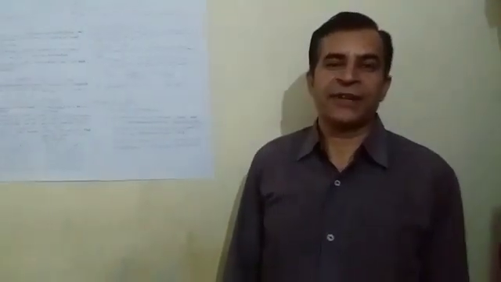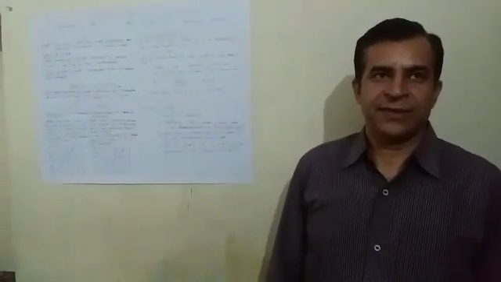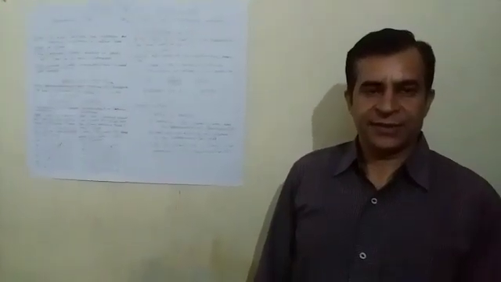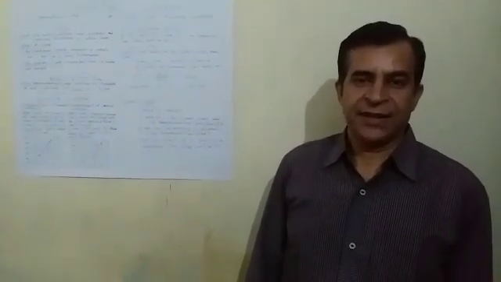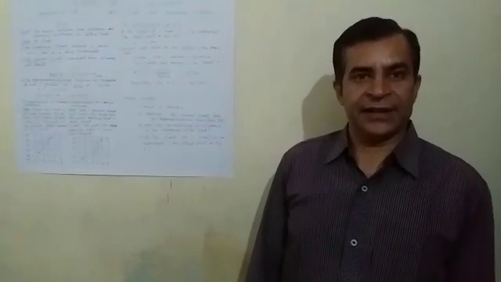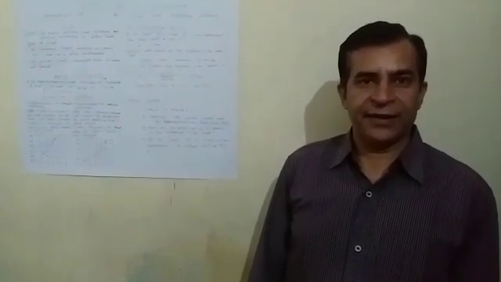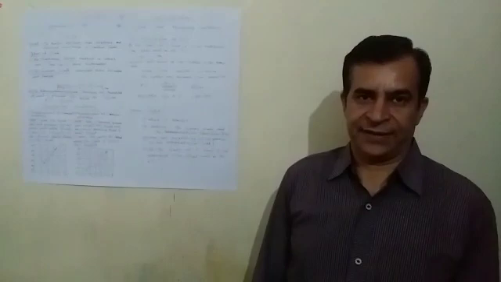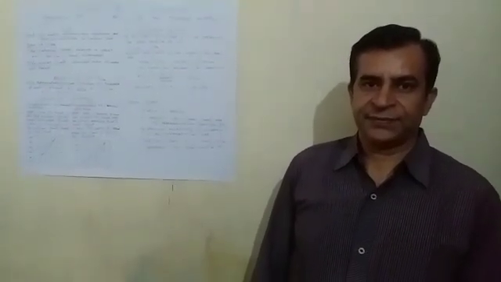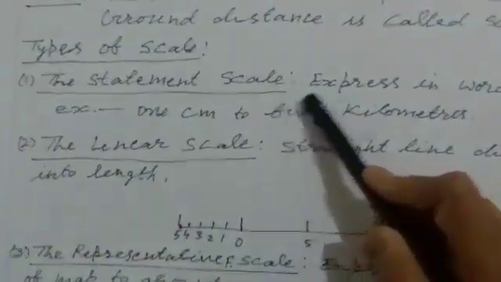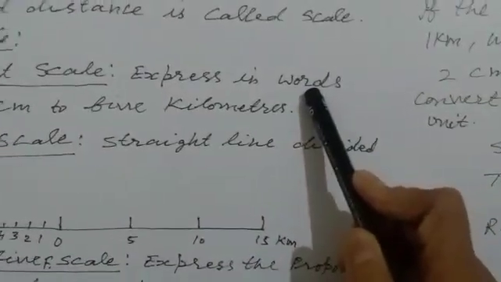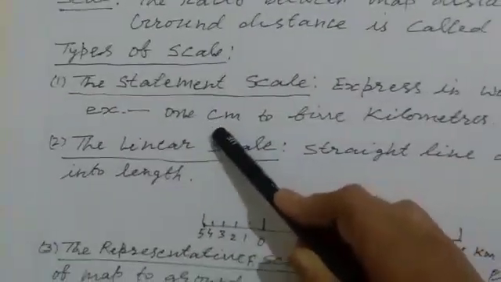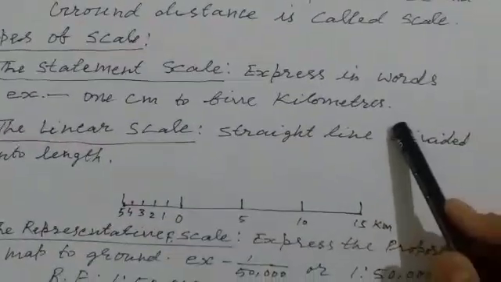There are three types of scale found on the topographical maps. First, the statement scale. Second, the linear scale. And third, the representative fraction. First, the statement scale: expressed in words. For example, 1 centimeter to 5 kilometers.